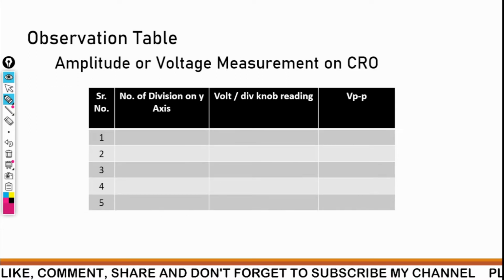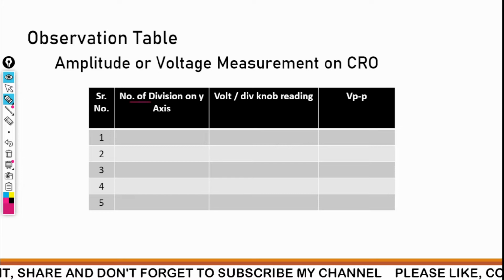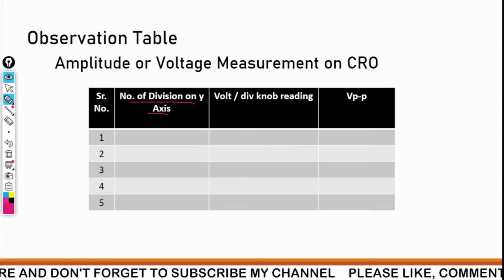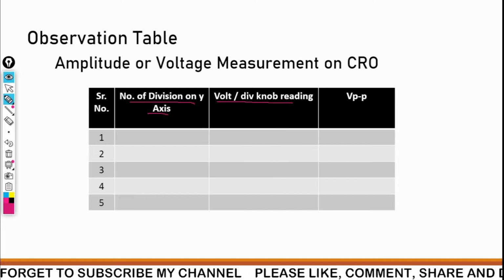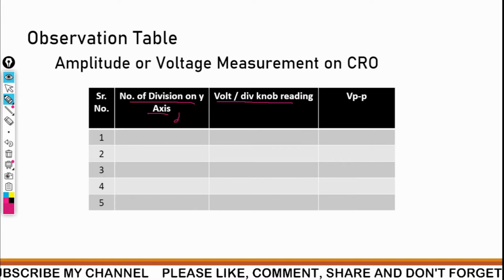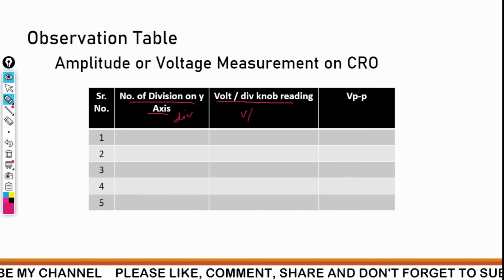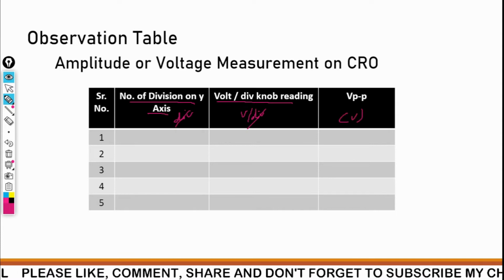See, in the observation table for amplitude or voltage measurement on a CRO, we have to find the number of divisions on the y-axis, and then find the voltage per division knob reading. By multiplying them both, the division will get cancelled. One will be in divisions, while the other will be in volts per division. Division will get cancelled, and we'll have a reading in volts.